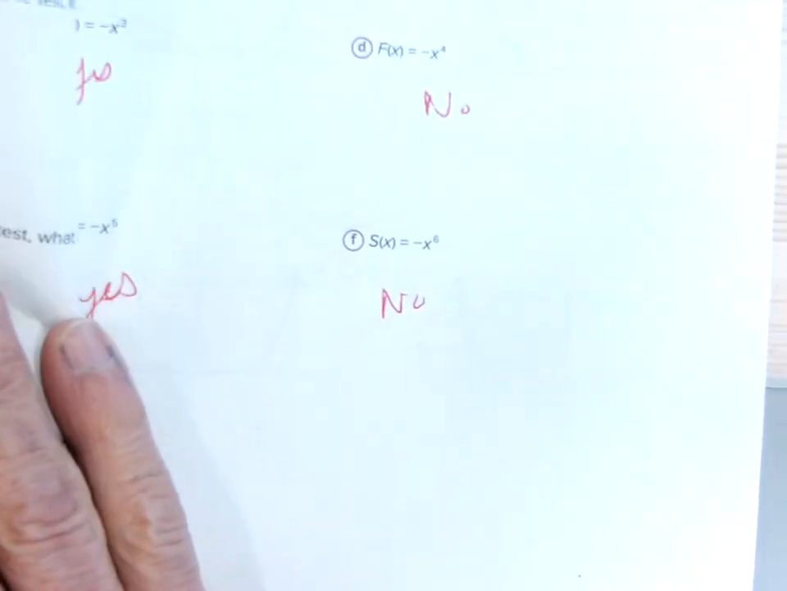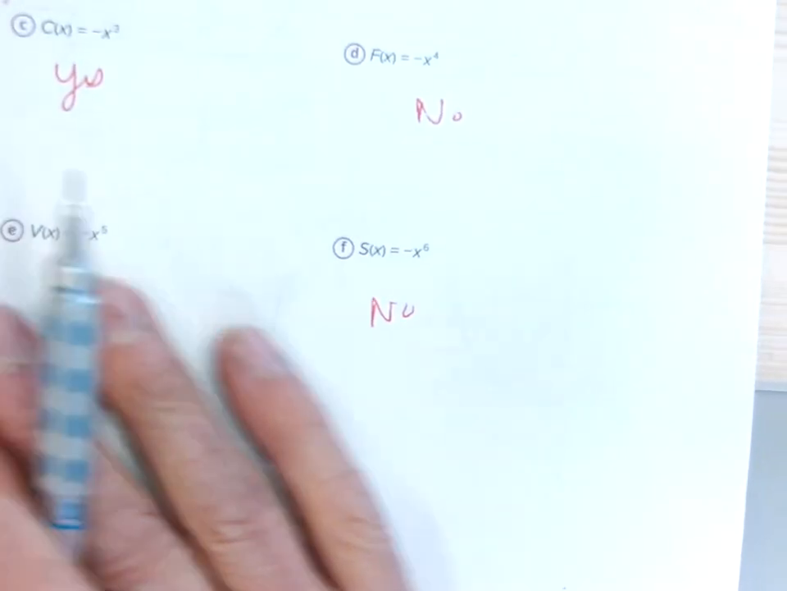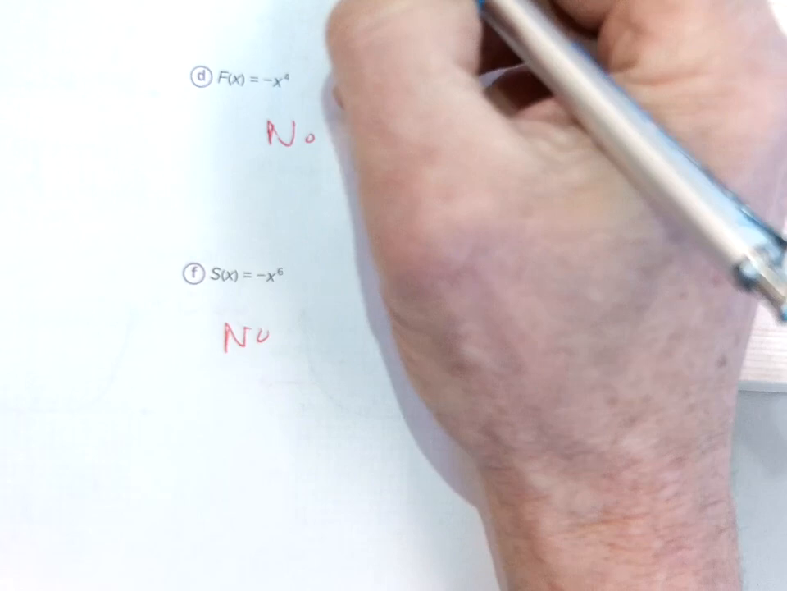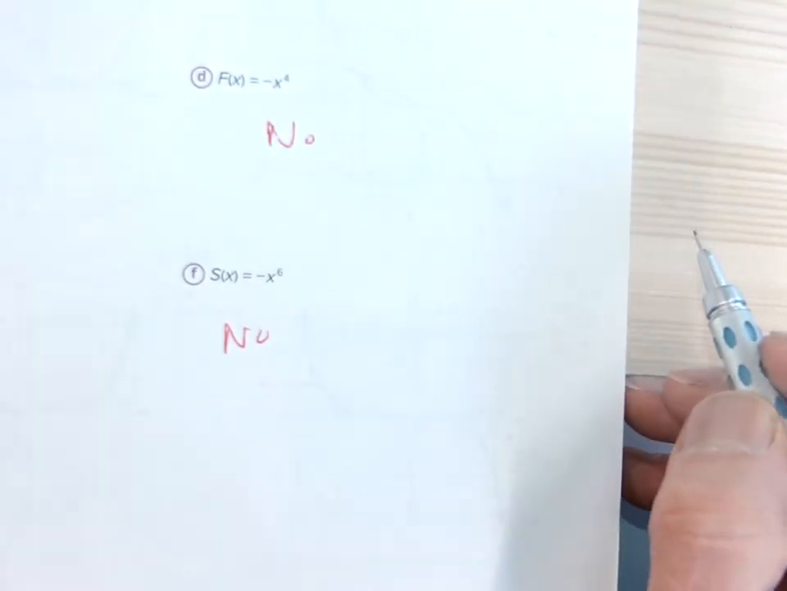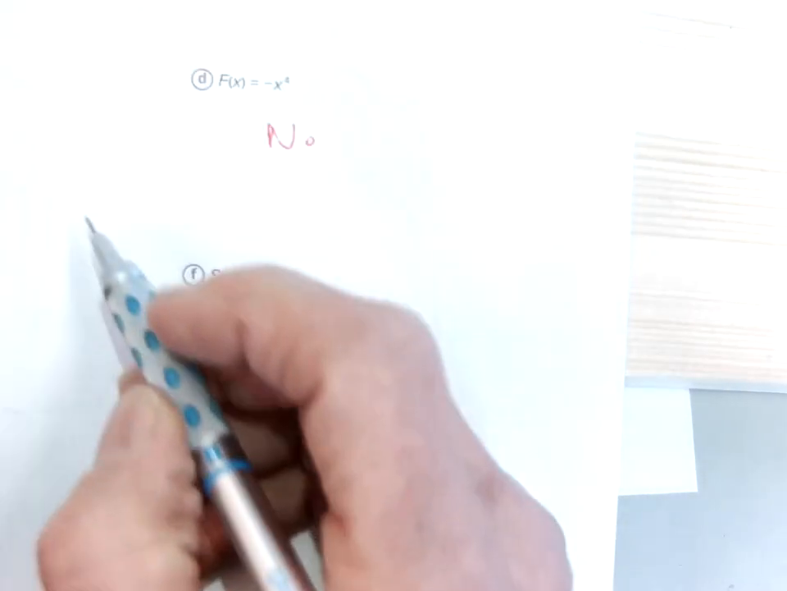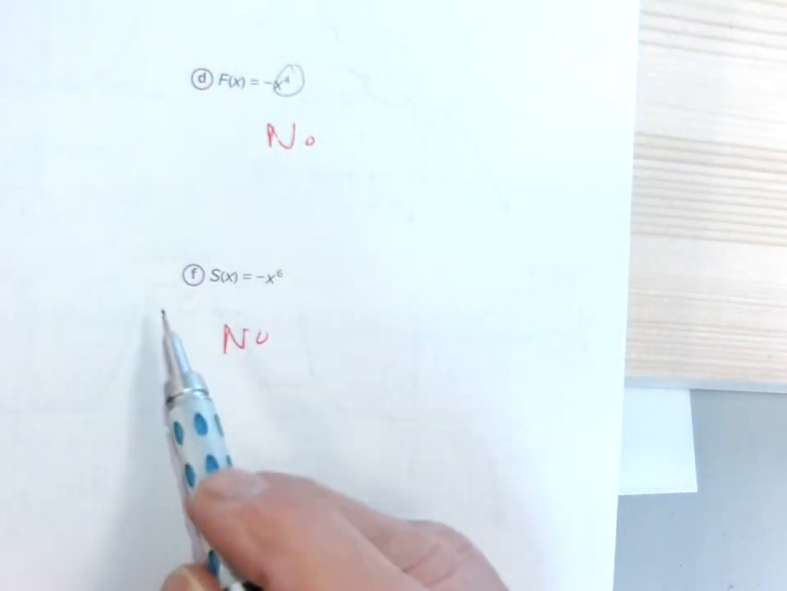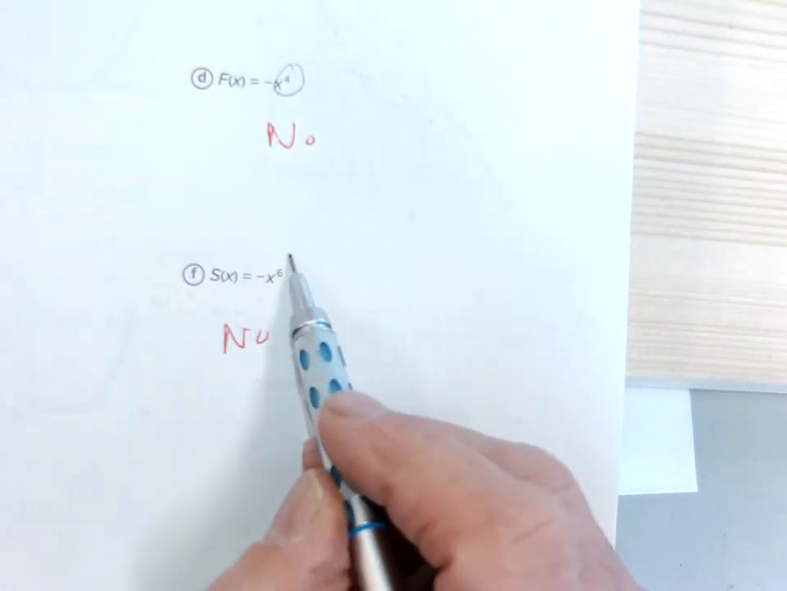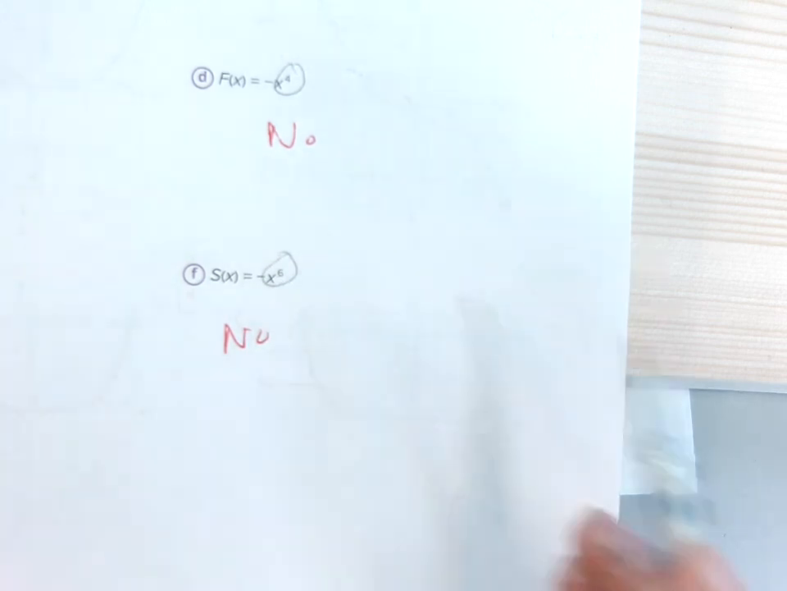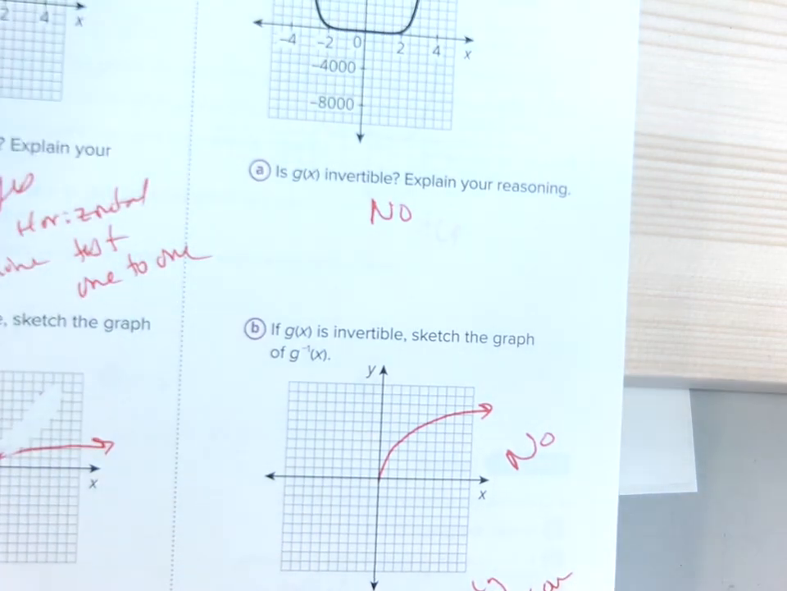And that's pretty much what we talked about, okay? If it's an even power, no inverse. Odd power, yes it will. Even power, no inverse. Odd power, yes it has an inverse. Okay, and that's all I had for the day.